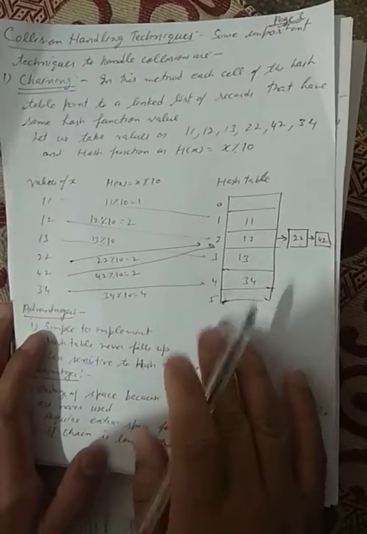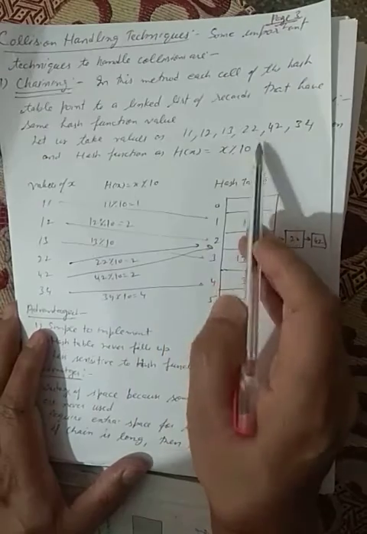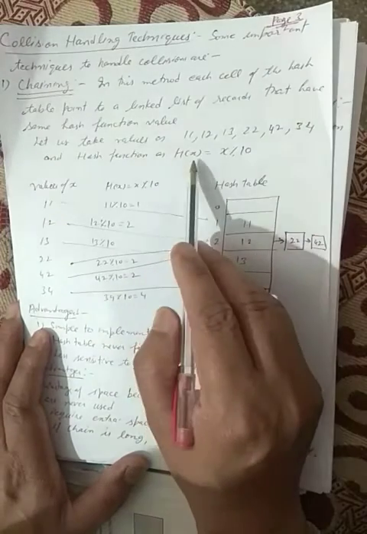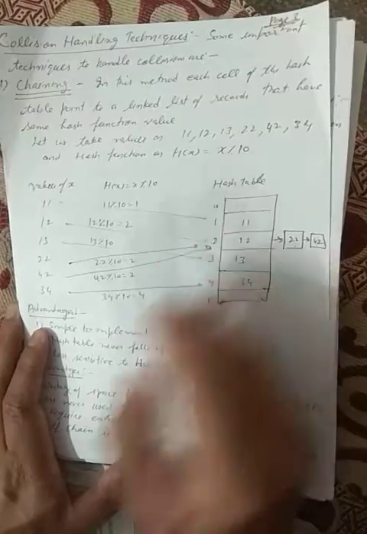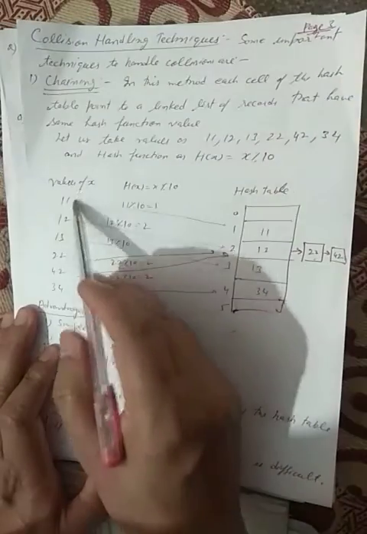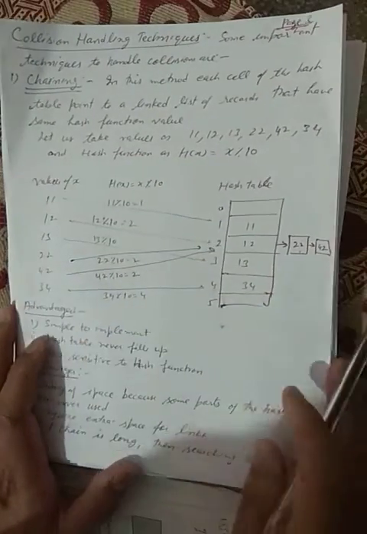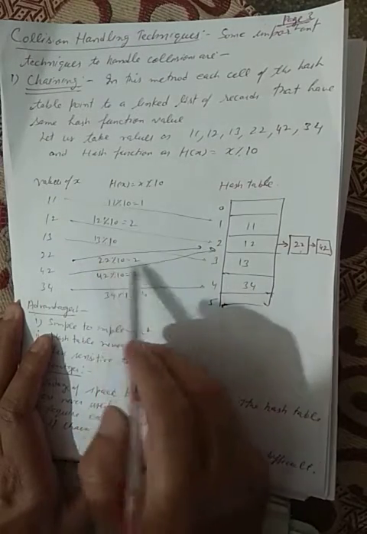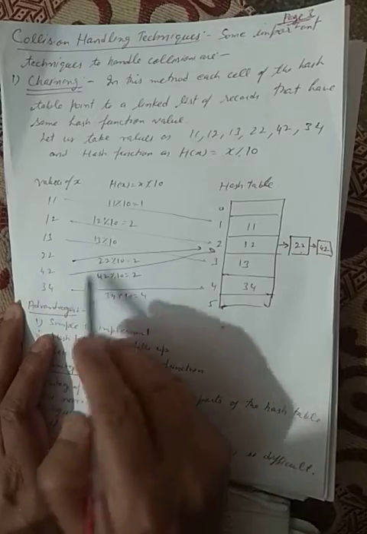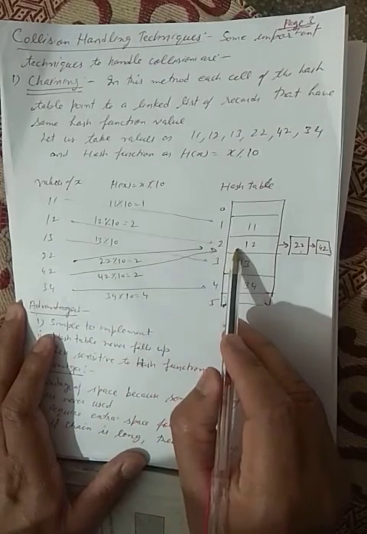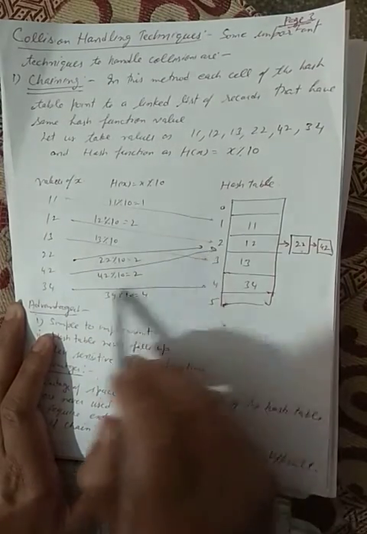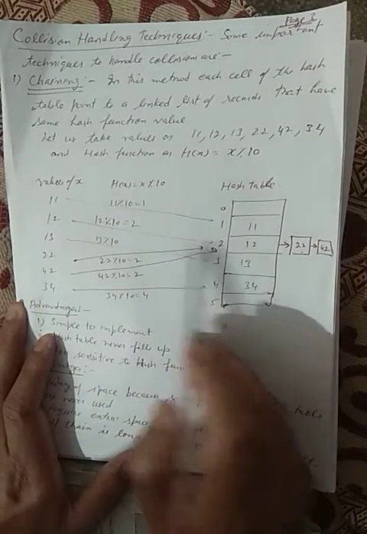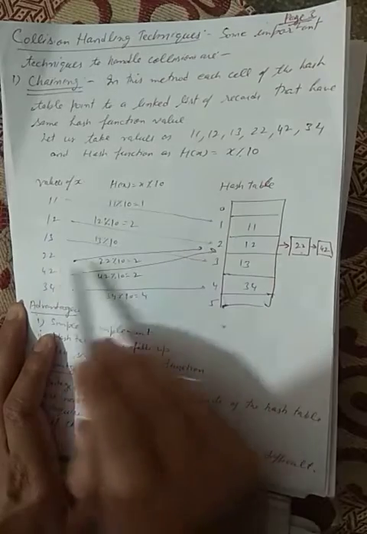Now we will store the same values 11, 12, 13, 22, 42, and 34. These values are to be stored using the hash function h(x) = x modulo division 10. These are the values of x on the left hand side. We will use the hash function and try to store them at different locations. You will see that 22 and 42 are going to the same location where 12 is already stored. So in this case, there is collision of three values.